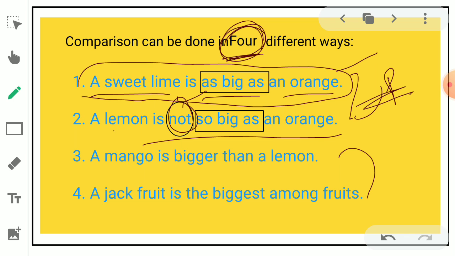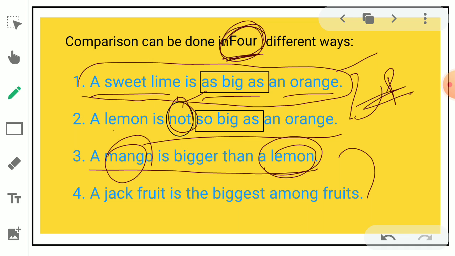Then the fourth one is: a mango is bigger than a lemon. This indicates, as we read in the definition, that the comparative degree compares two things that are not equal. Here a mango and a lemon, both these fruits are not equal in size. Therefore it is written: a mango is bigger than a lemon.